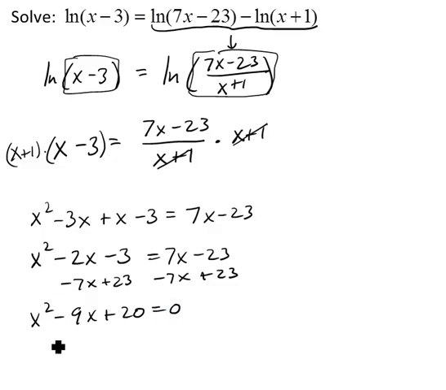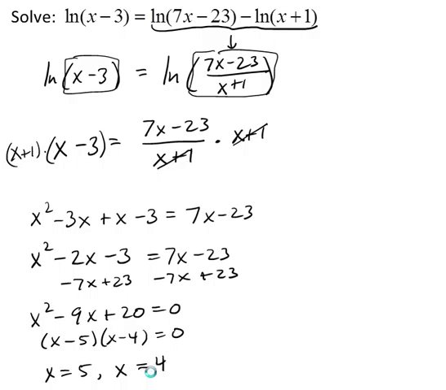And now we can factor this. It would be x minus 5 times x minus 4. Setting each of those two equal to 0, if I set x minus 5 equal to 0, I'd get x equals 5. Set x minus 4 equal to 0, and get x equals 4.